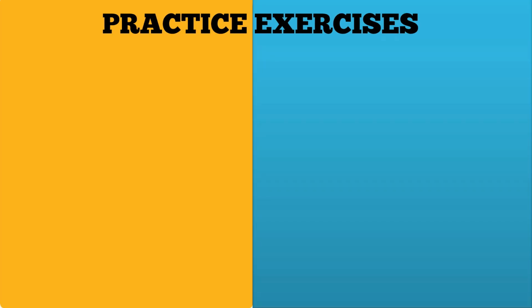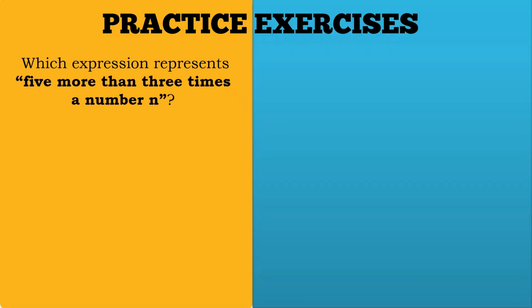Let's apply what we have learned with some practice exercises. Which expression represents 5 more than 3 times a number n? A. 3n plus 5. B. 5n plus 3. C. 3 times the quantity n plus 5. Or D. n plus 15. What do you think the answer?